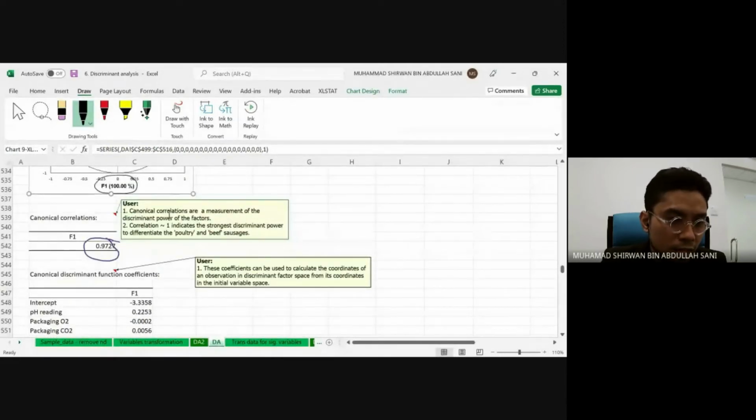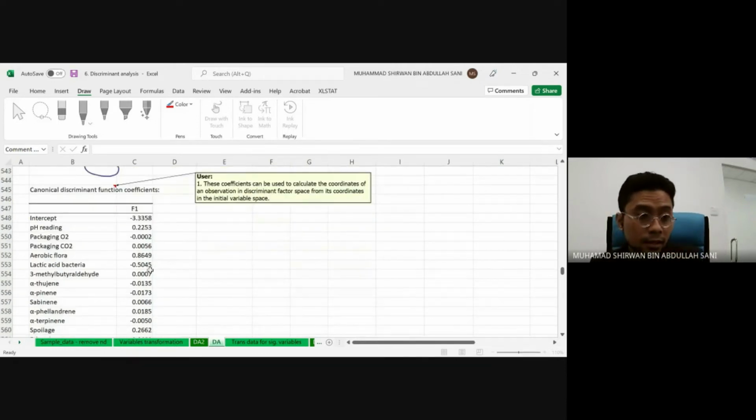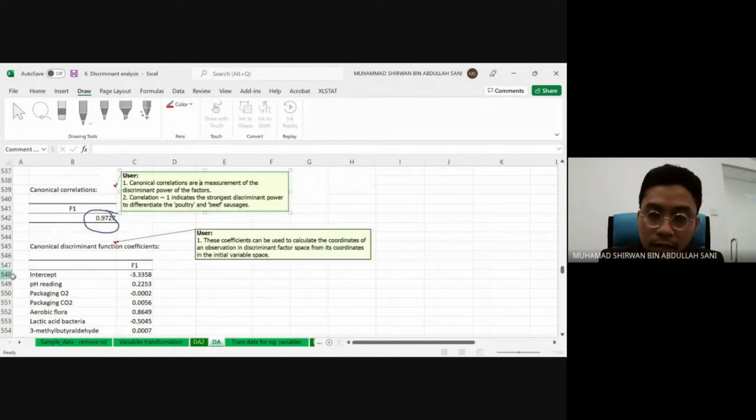So canonical correlation is the measurement of a discriminant power of the factors. So correlation near to 1 indicates the strongest discriminating power to differentiate the poultry and beef sausage. So you can see the highest one should be 1, but we get is 0.9. Baguslah kita punya discriminant analysis model ni. And then there is also result about canonical discriminant functions coefficients. These coefficients can be used to calculate the coordinate of an observation in discriminant vector space from its coordinate in the initial variable space.